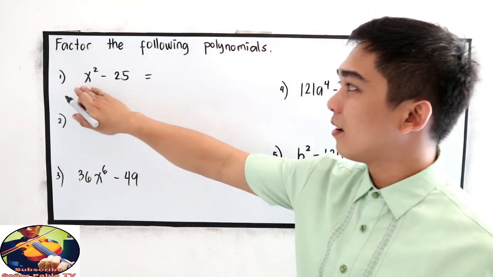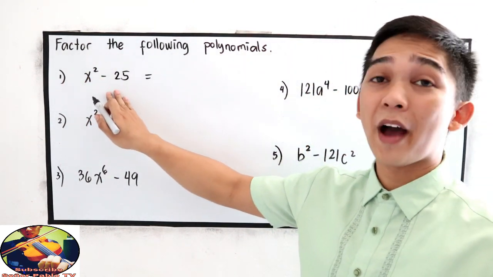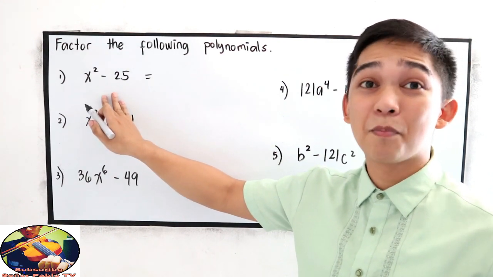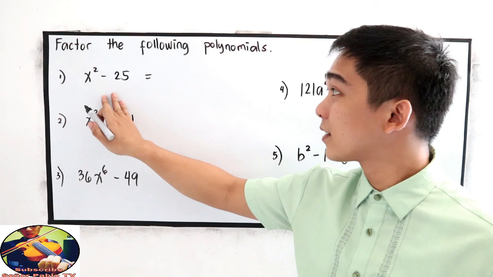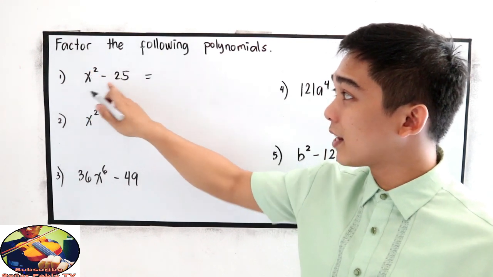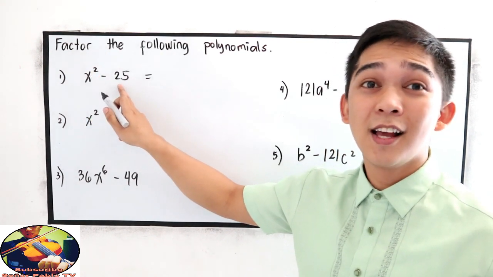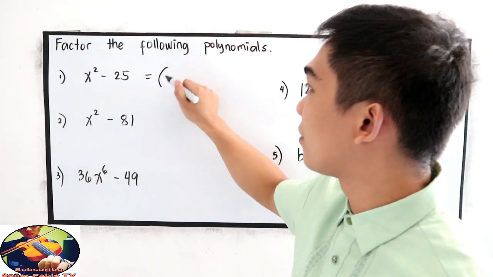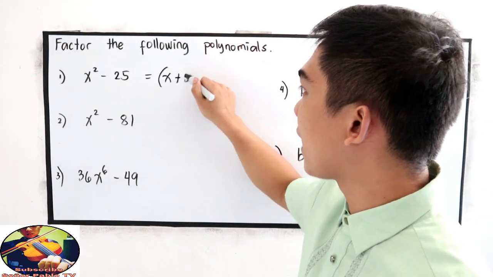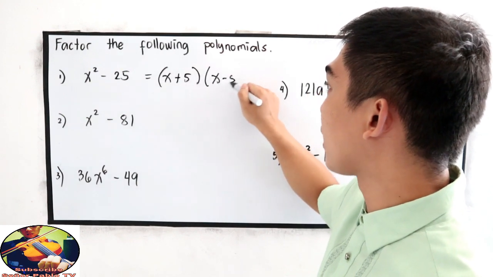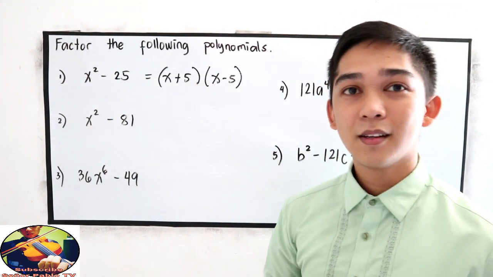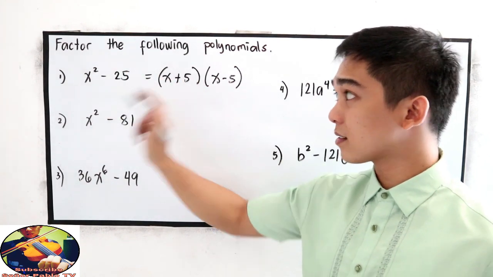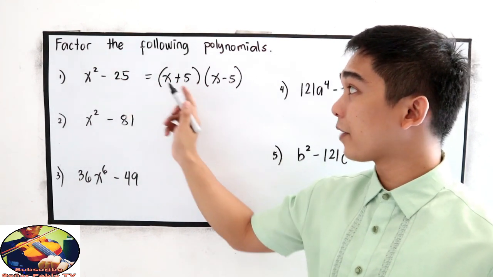Notice that x squared minus 25, the expression is a perfect square and another perfect square. So this is the difference of two squares. So we have x plus 5 and x minus 5. The square root of x squared is x, and the square root of 25 is 5.